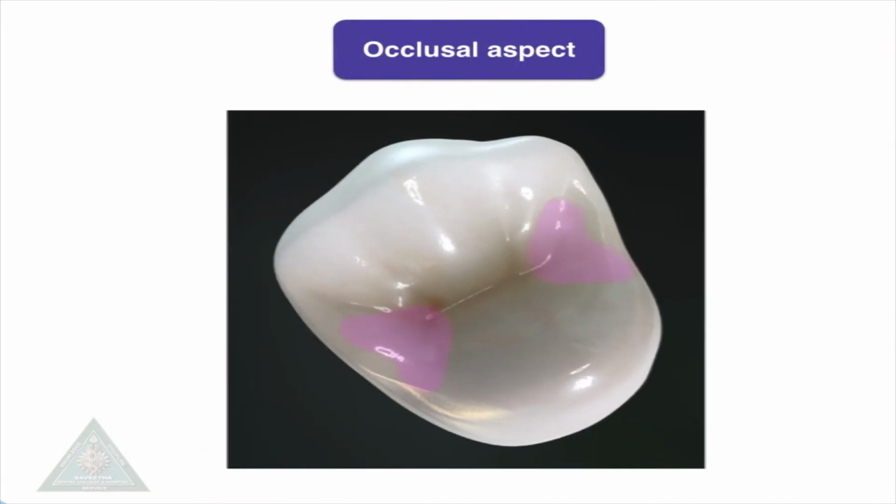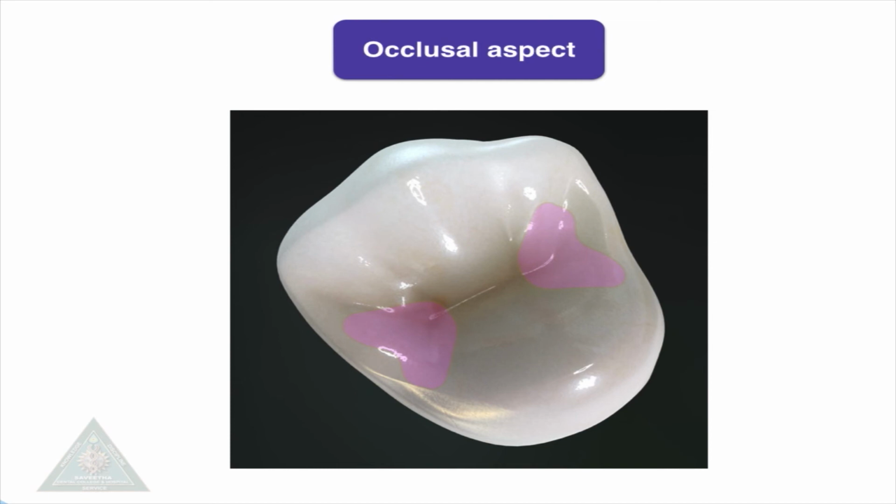Like any posterior teeth, it will have two triangular fossas, the mesial and the distal triangular fossa, a well-developed mesial and distal marginal ridge, and then the buccal and the palatal cusp meet in a central developmental groove, which on either side forms the mesial and the distal marginal groove. You will also have the triangular ridges of the buccal and the palatal cusp.